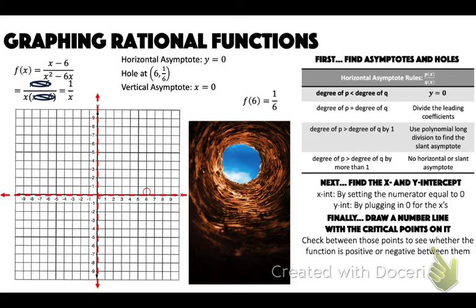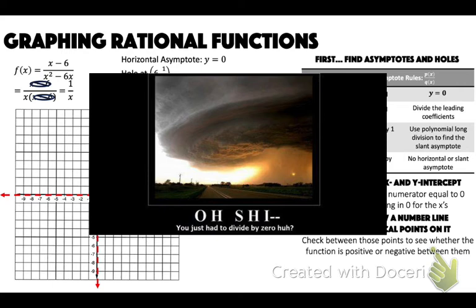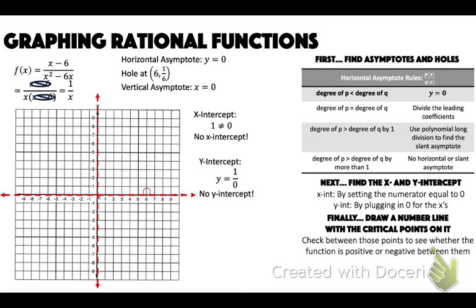And we can look at this computationally. The x-intercept, you set the top equal to 0. Well, 1 does not equal 0. 1 will never equal 0, so there's no x-intercept. We can do the same with the y-intercept, plug 0 in for the x's. But if we divide by 0, oh, shnikes, you just divided by 0. You can't do that. So there's no y-intercept. Okay?